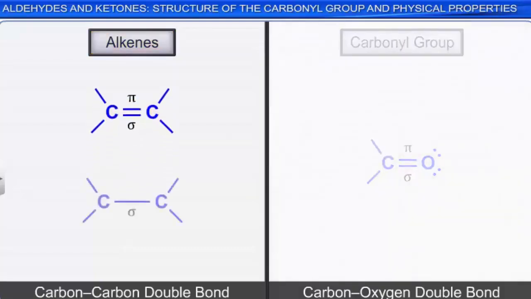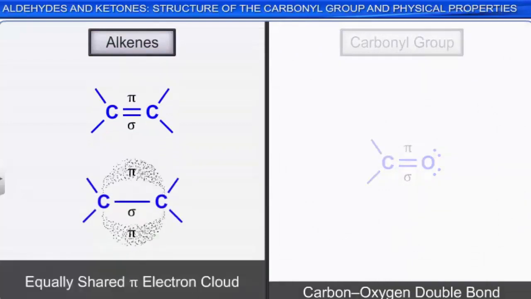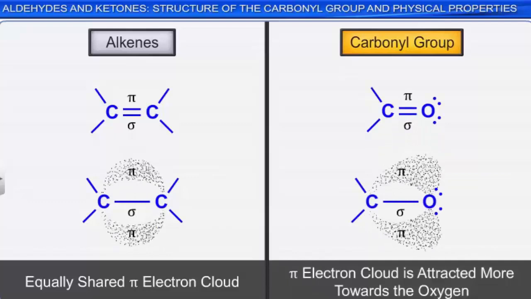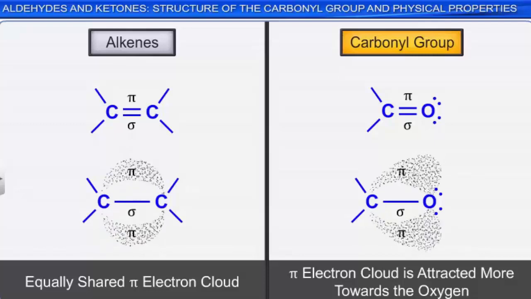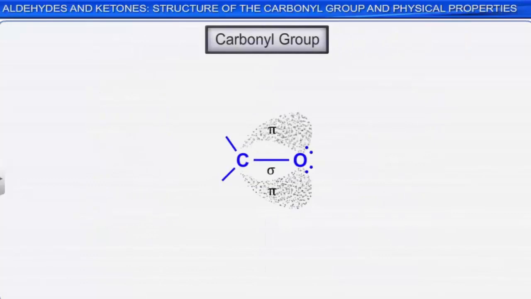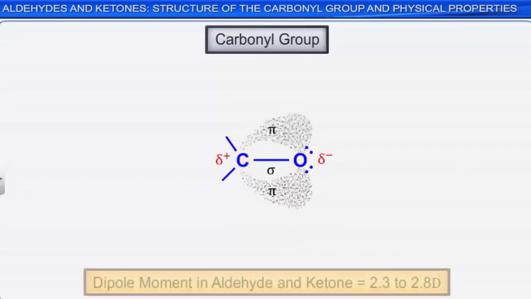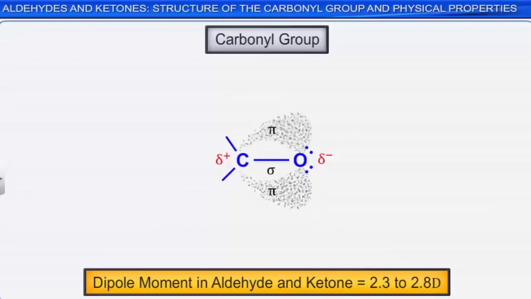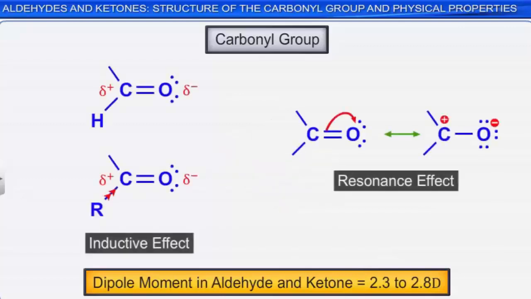In case of alkenes, the pi electron cloud is equally shared by two atoms, whereas in the carbonyl group, the pi electron cloud is attracted more towards the oxygen atom due to its greater electronegativity. Consequently, in the carbonyl group, the oxygen atom acquires a partial negative charge, while the carbon atom acquires a partial positive charge, thus making the carbonyl a polar group with a dipole moment value of 2.3 to 2.8 Debye units. However, the high value of the dipole moment can be accounted for by both the inductive effect and the resonance effect.